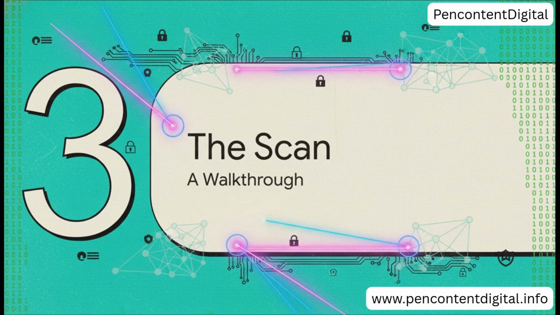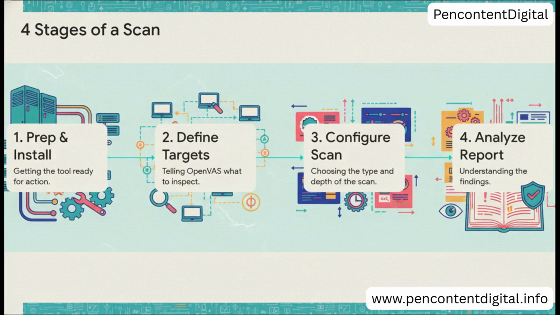All right, so we get what OpenVAS is and why it's so powerful. But how does it actually work? What does it do? Let's do a quick, high-level walkthrough of the scanning process. And don't worry, we're going to focus on the concepts, not the complicated command line stuff. The whole process really breaks down into 4 logical stages. Step 1 is just getting the tool installed and ready to go. Step 2 is all about defining your targets. What are you actually scanning? Is it a web server, a database, or maybe your entire network? Third, you configure the scan itself, deciding how deep you want it to go. And then, finally, the most critical part, you get the report and start digging into what it found.